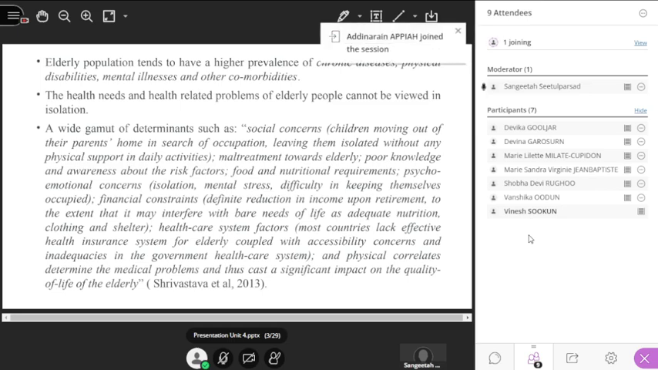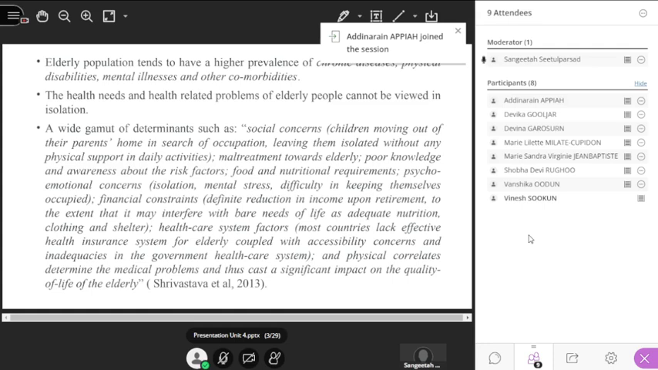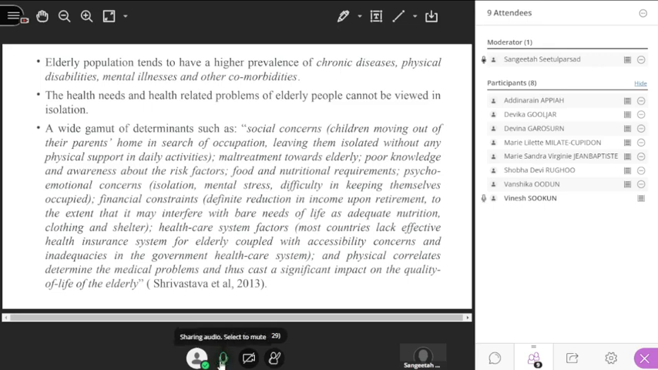So the health needs and the health-related problems of elderly people cannot be viewed in isolation. There's a wide gamut of determinants such as social concern, children moving out of their parents' home. What happened when children moved out of their parents' home in search of occupation? What happened to these elderly people? Yeah, very good. They are isolated, and then this can lead to, remember in Unit 3, we said this can lead to dementia and other problems, right? So, home in search of occupation, leaving them isolated without any physical support in daily activities.